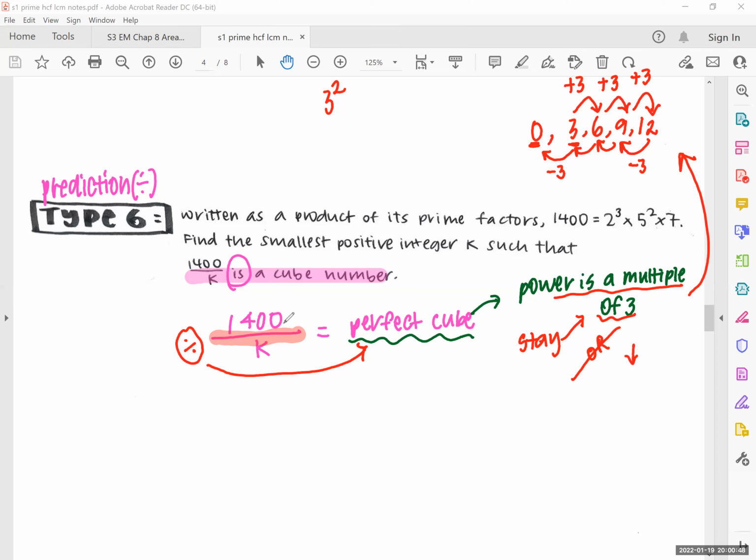So now, can you see this is 1400? For this question, you are in luck. Do you know why? Because they already give you the answer. You don't need to do it. So I'll just literally copy paste. 2 cubed times 5 squared times 7 over an unknown number that I do not know is equal to a perfect cube. So let's look at this one here. 2 to the power 3. Does it meet the condition that the power is a multiple of 3?